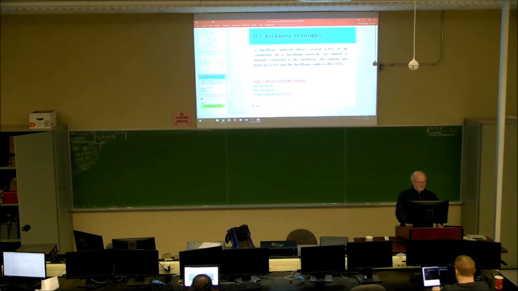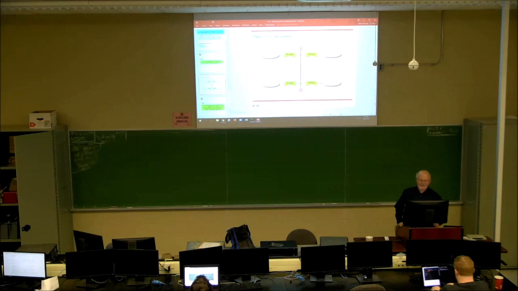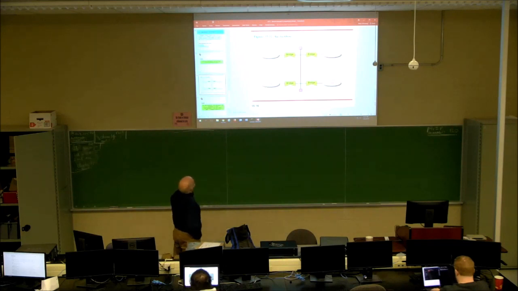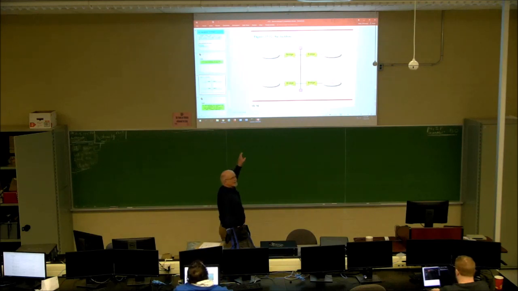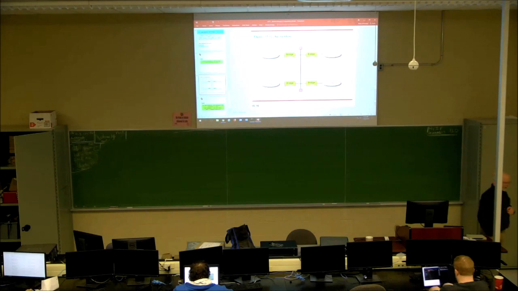You can have different backbone topologies. So in a bus backbone, the topology of the backbone is a bus. So this would be a bus backbone. So you've got LANs connecting everybody together onto a backbone. Each LAN would have clients and servers, and they'd be able to communicate within their group. And they can also communicate outside of their group if needed.